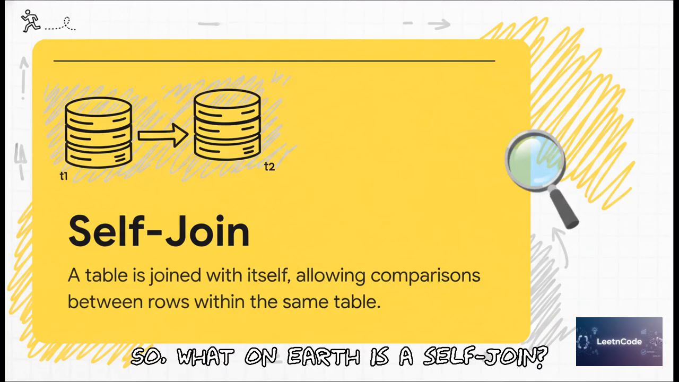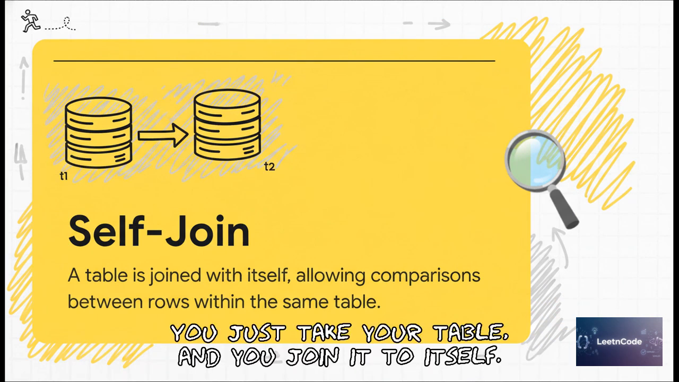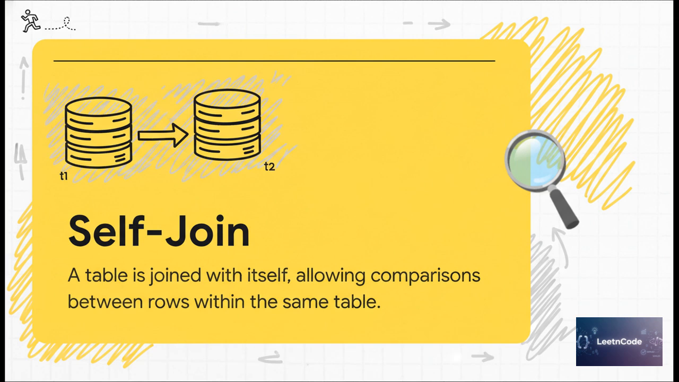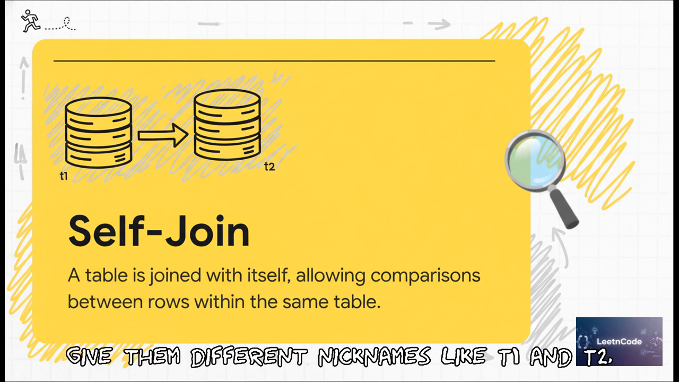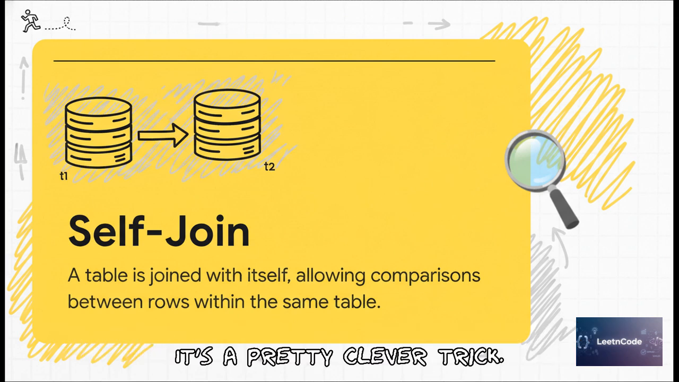So what on earth is a self-join? It sounds complicated, but it's really not. You just take your table and you join it to itself. That's it. You basically pretend you have two copies of the same table, give them different nicknames like T1 and T2, and then you can start comparing rows from the first copy to rows in the second copy. It's a pretty clever trick.